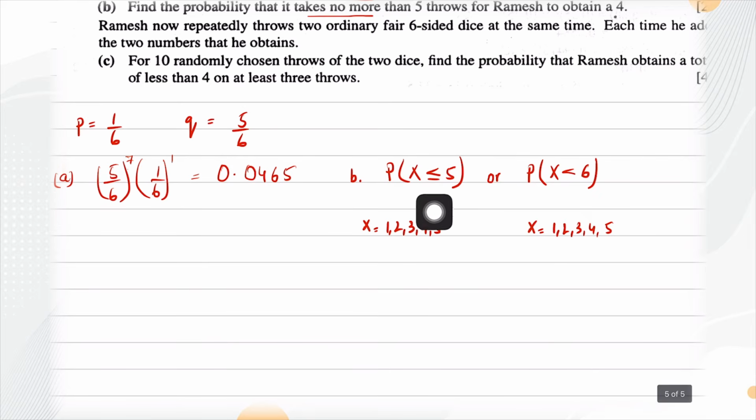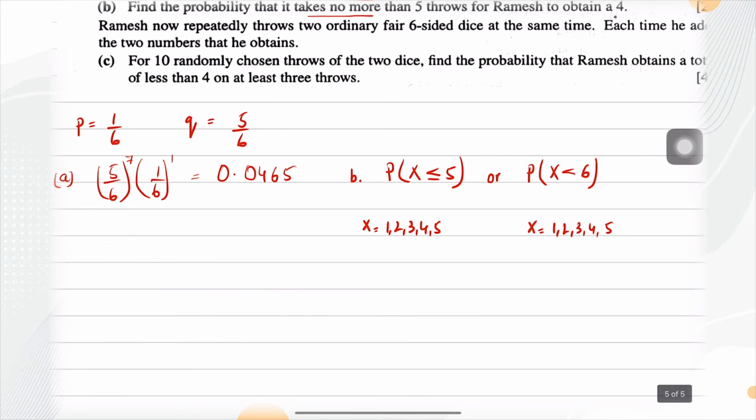So in this case, although mathematically, yes, x is less than or equal to 5 and x is less than 6 are two different things, okay? Especially when the values are continuous. But let's say x can only take integer values. If x can only take integer values, are these two going to be any different? No. Okay.